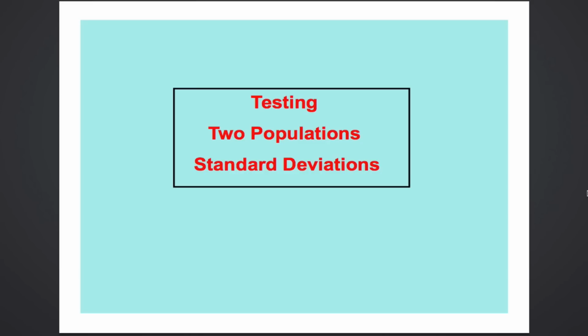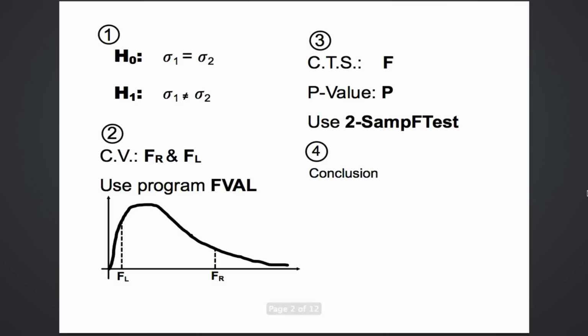Okay, testing two populations standard deviation. For this, we need to have some criteria and some information. Our null hypothesis will be sigma 1 and sigma 2 being equal, and our alternative hypothesis will be that they're not equal. So this process will always be a two-tailed test.